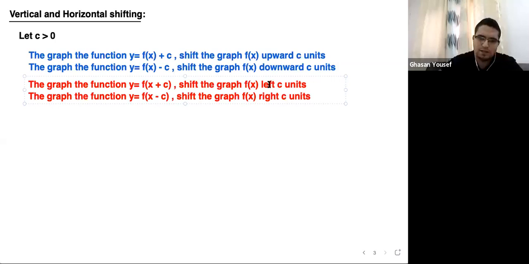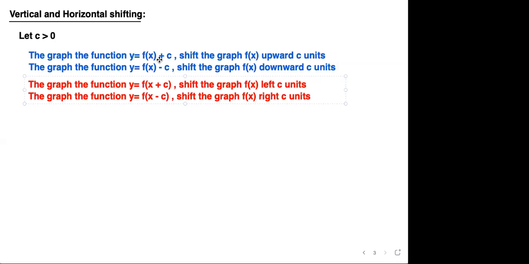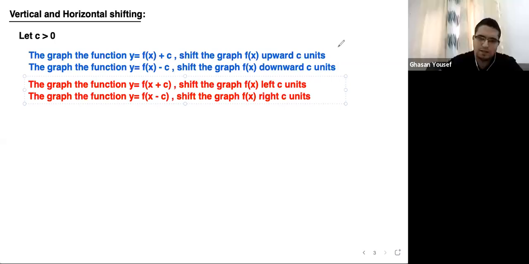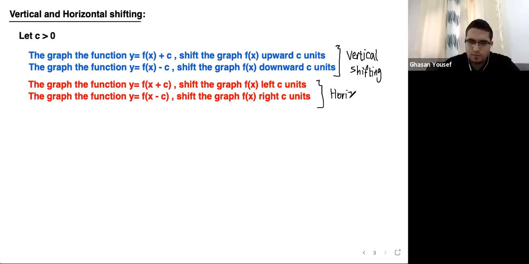Okay. Also, we should know this is vertical shifting, and this is horizontal shifting.